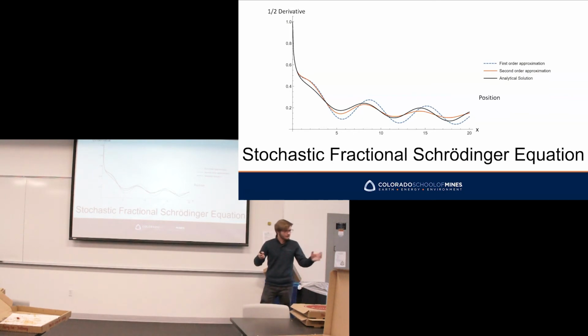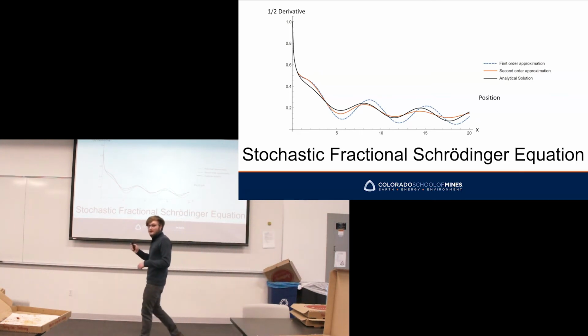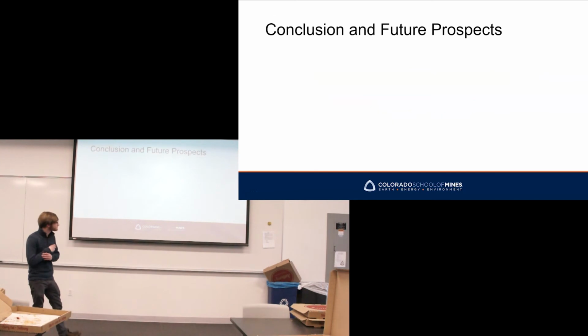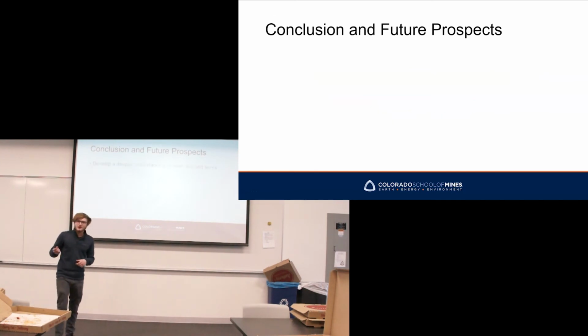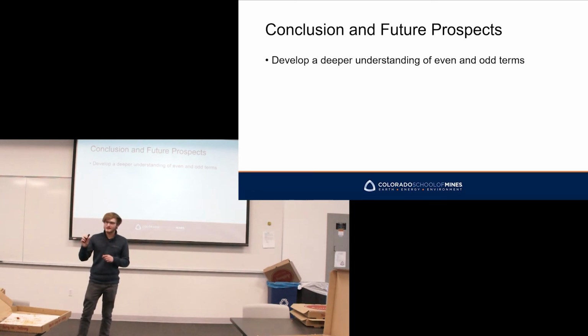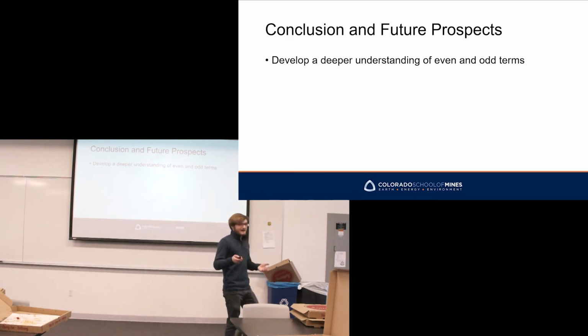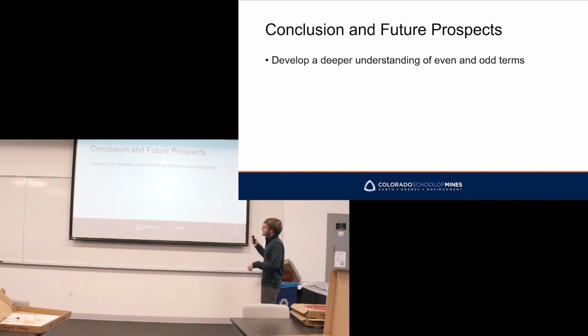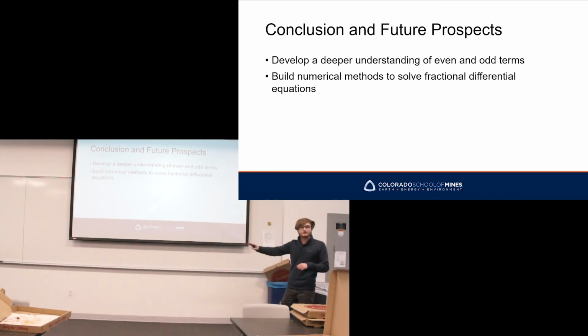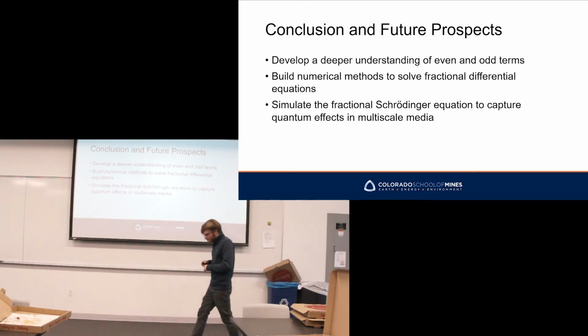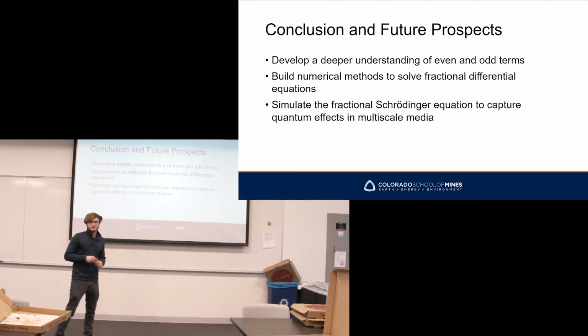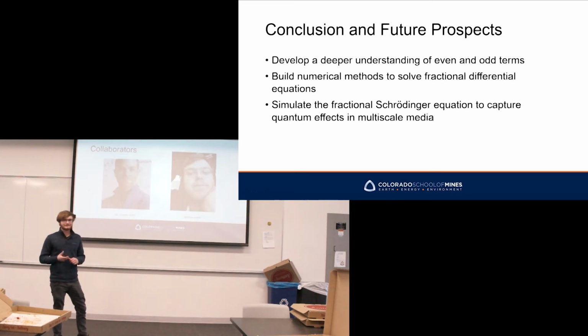You can think of it kind of like a Fourier series where we have cosines, which are even, and sines, which are odd. It acts a lot in the same manner at least conceptually. So the future prospects for this work are looking at those even and odd terms and trying to understand what they mean in terms of the fractional derivative, whether they cancel when you sum them, or whether they have specific meanings for each of them. Then we want to be able to build numeric methods to solve these fractional differential equations from our integer order series. Finally, we want to be able to simulate the fractional Schrödinger equation to understand quantum effects in multi-scale media.